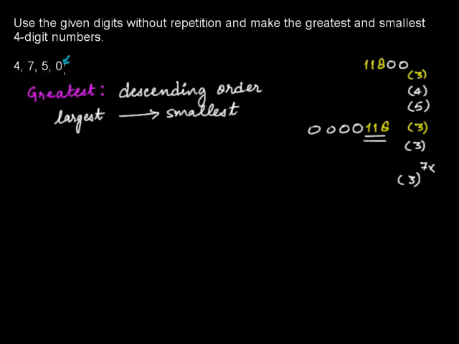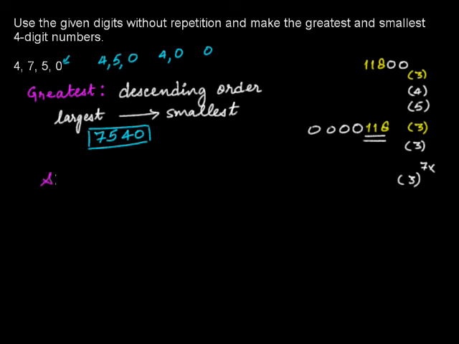So 4, 7, 5 and 0, which one is the largest? Of course, the largest is 7. We are left with 4, 5 and 0. Now, which one is the largest? Of course, 5. We are left with 4 and 0. Which one is the largest? Of course, 4. We are left with 0 and we'll write 0 here. So this is the number 7540. 7540 is the largest number.